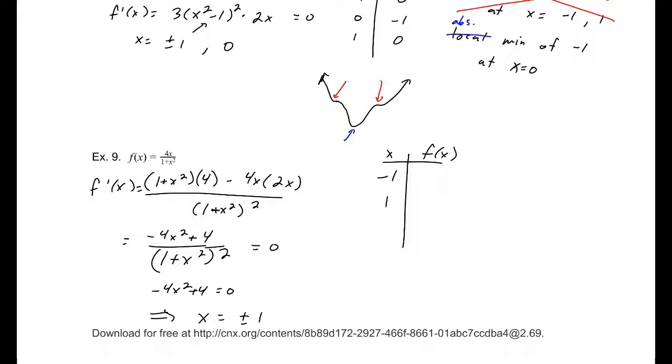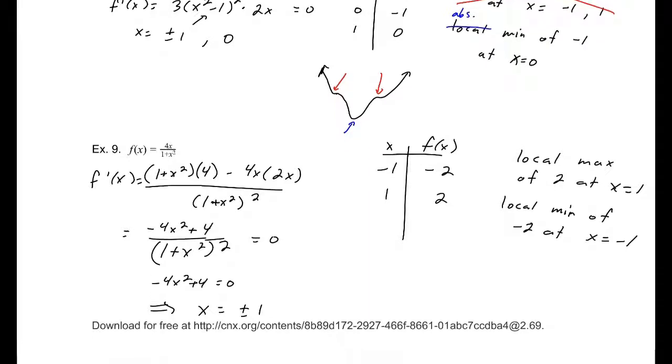All right, so 4x divided by, into the original function, 1 plus x squared. Okay, so plugging in -1, we get a value of -2. And plugging in a value of +1, we get a value of +2. So at first glance, we have a local max of 2 at x equals 1, and a local minimum of -2 at x equals -1.